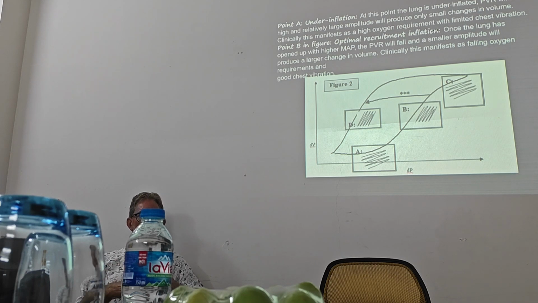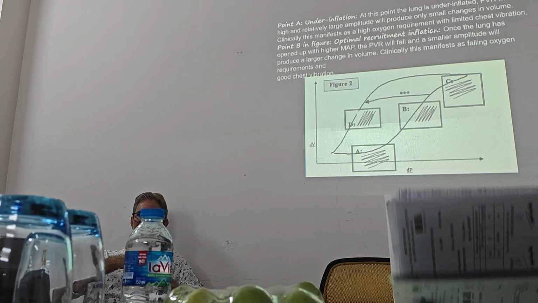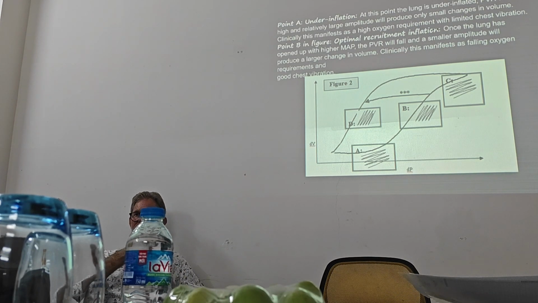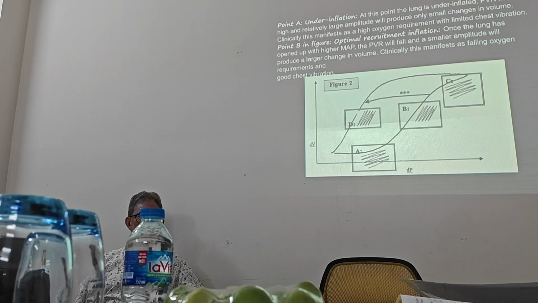The other time that might happen would be a tube blockage, or sometimes the tube moves down the right main stem bronchus and you lose all the volume on the left side.